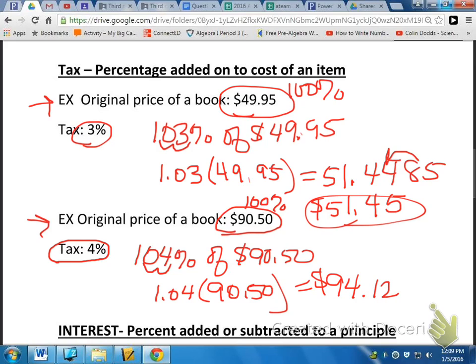Questions about tax? Tax is just like markup. Add the percent onto 100. Take that times the dollar amount. That gets you your final price with the tax included. Questions about that?